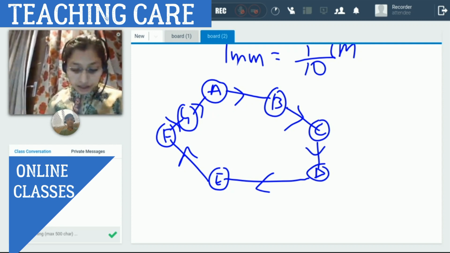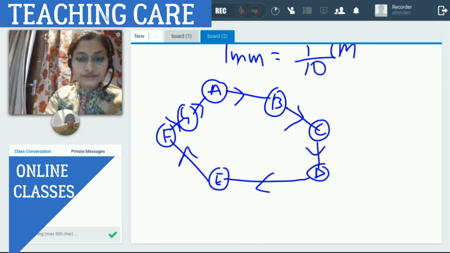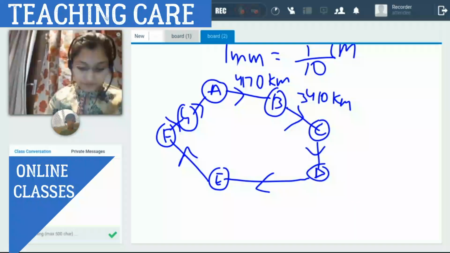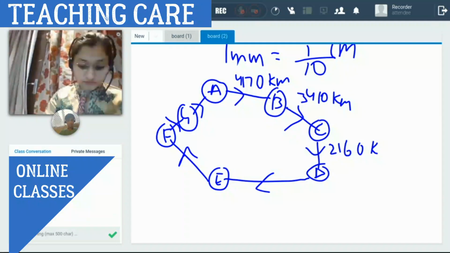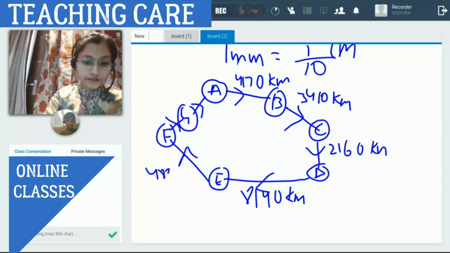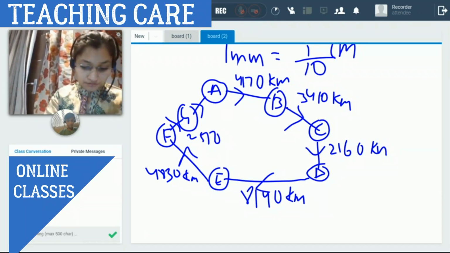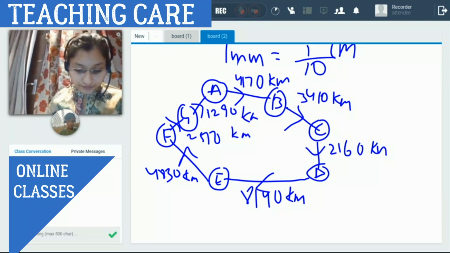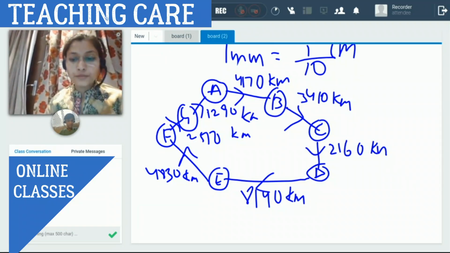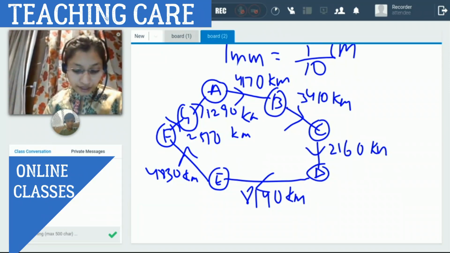Now for each part they have given you the distance traveled. Like this is 4170 kilometer, then 3410 kilometer, 2160, 8140, 4830, 2550, and this one is 1290. Now let's come to the questions. First part is: find the total distance covered by the bus from A to D. How will we do that?